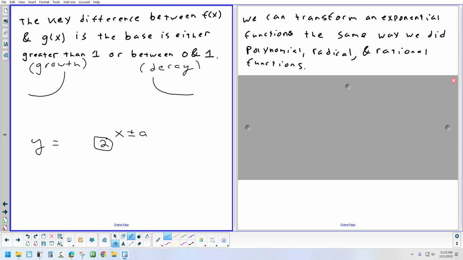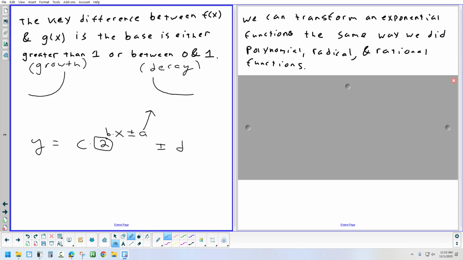You can add or subtract inside the exponent, that does something. You can multiply inside the exponent, that does something else. You can multiply outside the exponent, and you can add or subtract outside the exponent. Okay, let's start with A. A is adding and subtracting.